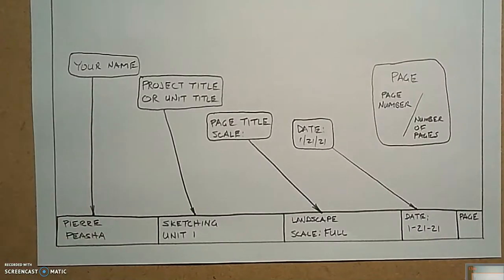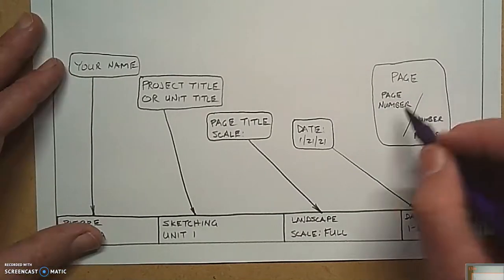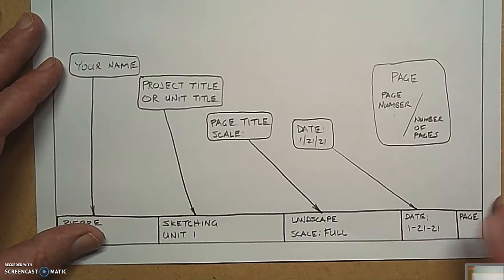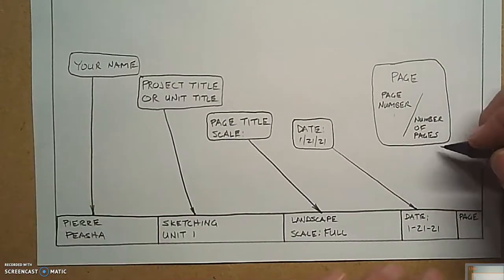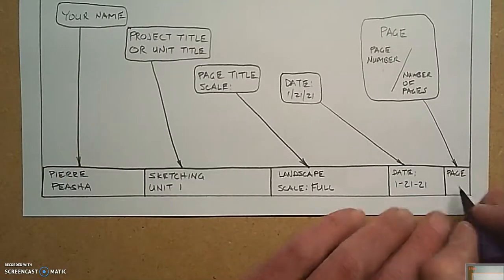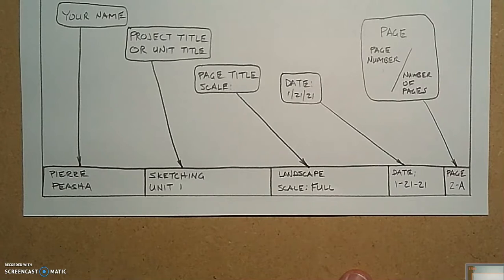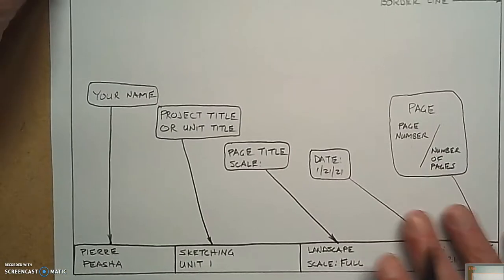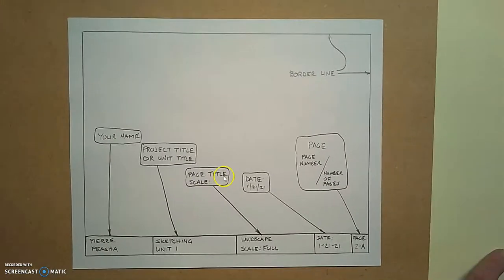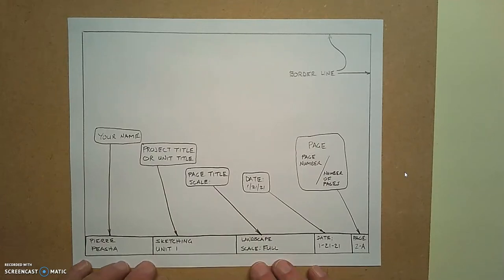If you have a multi-page assignment, it might be page 1 of 50. So you'd have a number 1 here and a 50 below that. Now, for this, let's draw an arrow. For this assignment, I'm going to tell you that this is page 2-A. Okay. I'm going to zoom out here just a bit. What this page represents is how you would draw a sketching title block, A, in a landscape orientation.